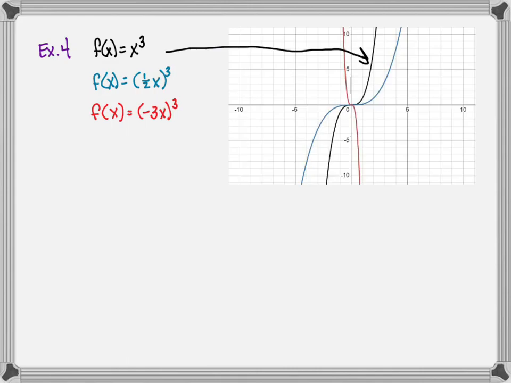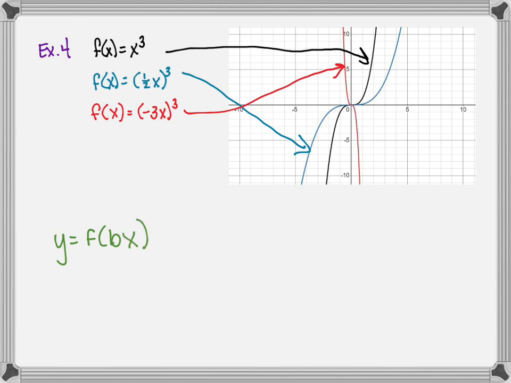Okay, example 4, again starting by looking at the parent function, f of x equals x cubed. And then we'll look at f of x equals 1/2 x in parentheses cubed. And then we'll look at f of x equals negative 3x in parentheses cubed. So we see all the graphs of these three functions on the same coordinate plane. We have our parent function here in black. F of x equals 1/2 x cubed, we see here in blue. And f of x equals negative 3x in parentheses cubed, we see that here in red.